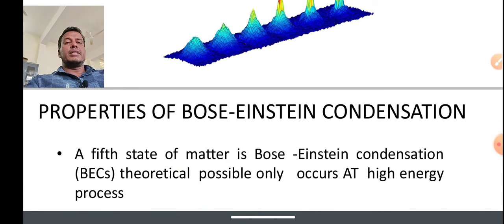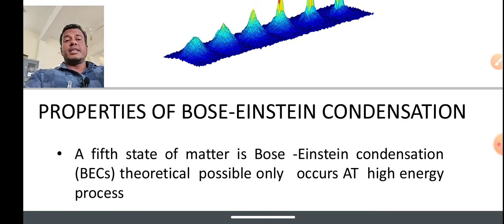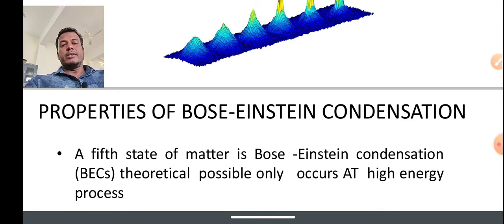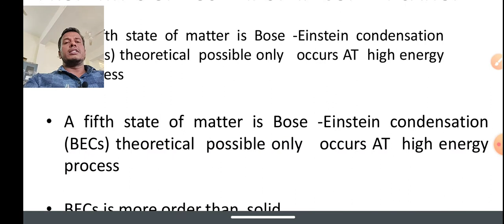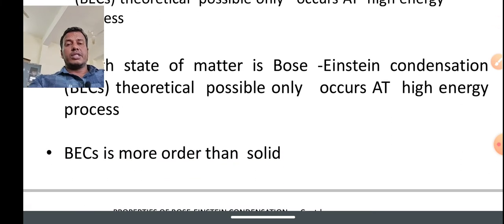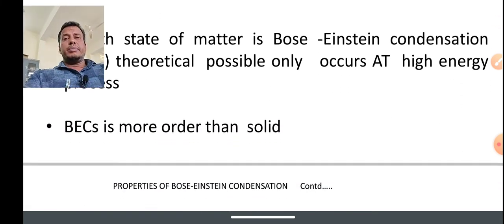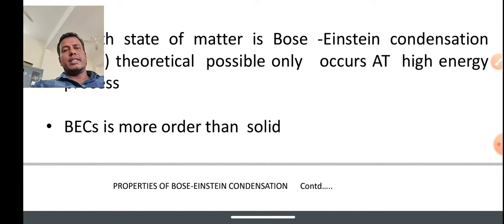So, what are the properties of Bose-Einstein condensation? As we see, it is theoretically possible at low energy processes. Bose-Einstein condensation is the fifth state of matter, theoretically possible at very high energy processes. In Bose-Einstein condensation, solids are less ordered, but the condensate is more ordered than solids.